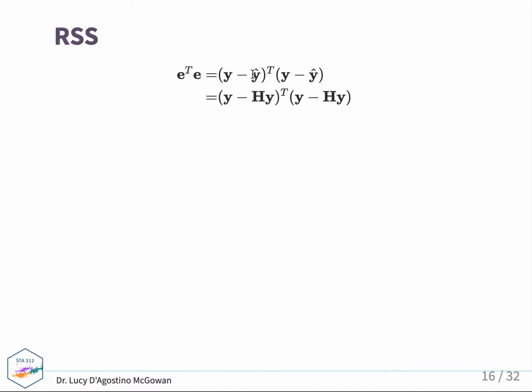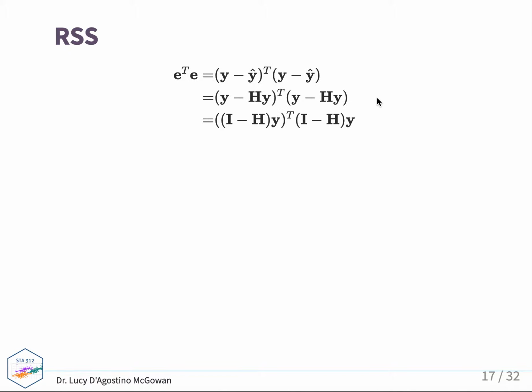And we can replace these y hats with Hy, because we know that the hat matrix puts a hat on y, so if we multiply y by H, we end up getting y hat. So I've just replaced my y hat with Hy here and my y hat with Hy here. And now I'm going to pull out this I minus H. Basically, I'm pulling out the y here. And if I pull y out, I end up with I, the identity matrix.